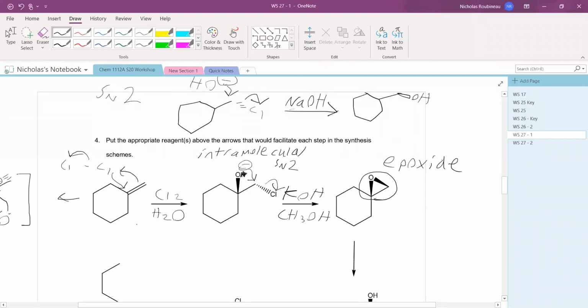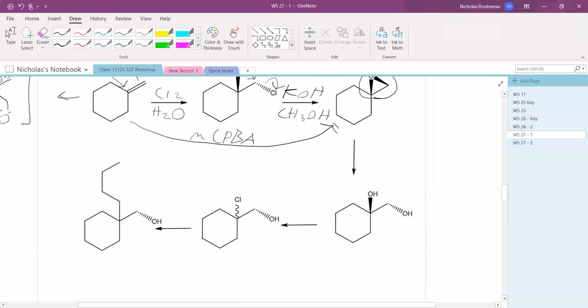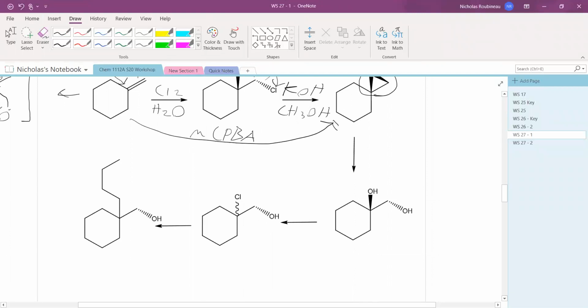But if you just wanted to go from the double bond straight to this, then you could use MCPBA. That's just not how I phrased it. I gave the question.